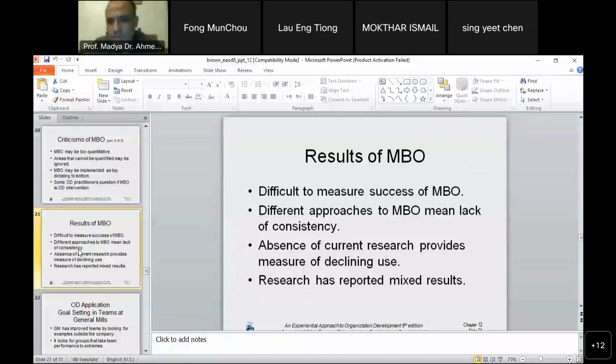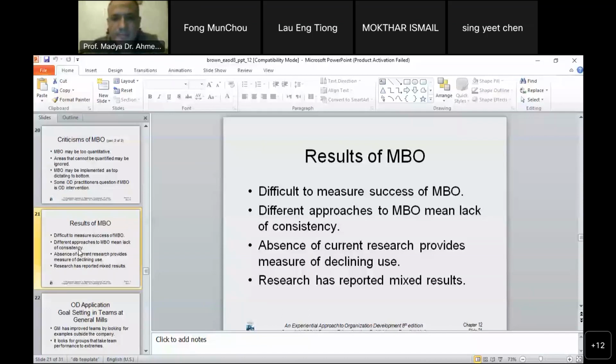Different approaches to MBO mean a lack of consistency. If one company applies MBO, you will see that another company has a different approach to applying MBO. A third company has a third approach, which means there is a lack of consistency. We don't have clear guidelines on how to do MBO, which means that we have a lack of consistency.